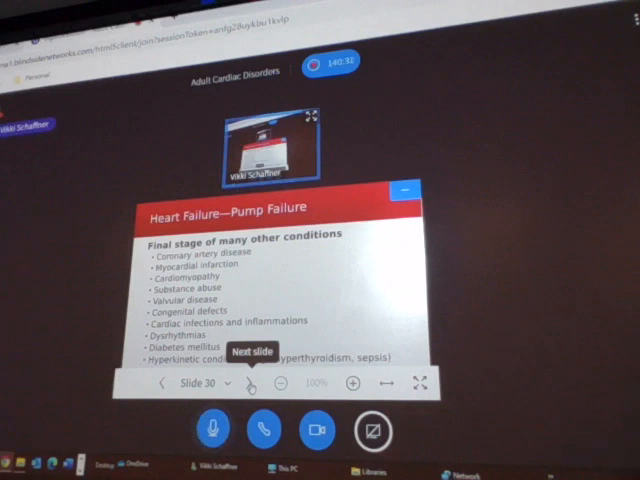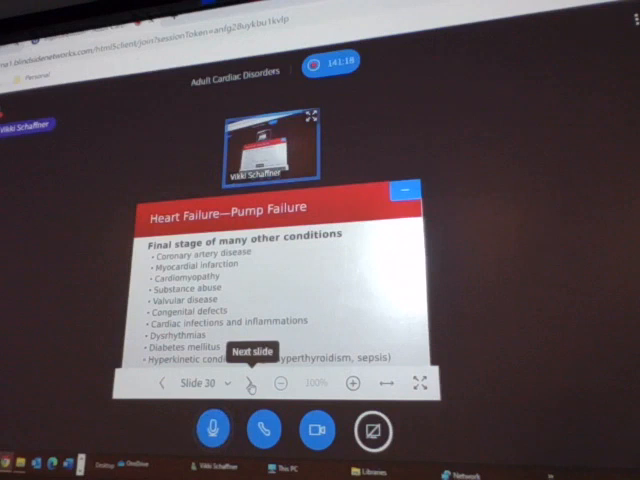So with cardiomyopathy, skeletal muscles become stronger. Cardiac muscle becomes weaker. It can't push as hard as it used to, and so you don't have the cardiac output that you had when it was in good condition. Substance abuse, we talked about cocaine, valvular disease, congenital defects, cardiac infections, inflammation, dysrhythmia, diabetes mellitus, hyperkinetic conditions such as hyperthyroidism and sepsis. And so what happens here is the heart just can't do it anymore. It stops.